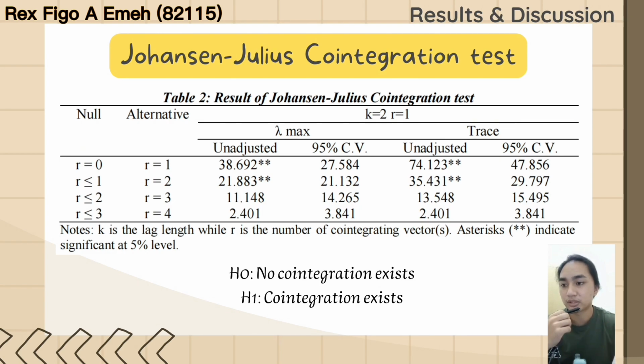The outcome of the hypothesis testing of the JJ cointegration test is binary: H0, no cointegration; H1, cointegration exists. This result provides insight into whether the examined variables share a long-term relationship, contributing to a deeper understanding of the interdependence among them.